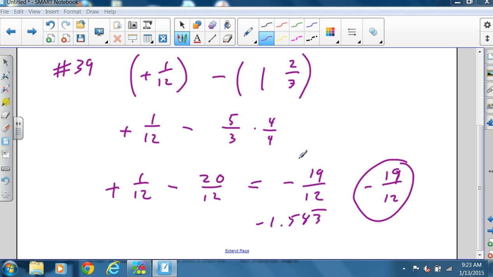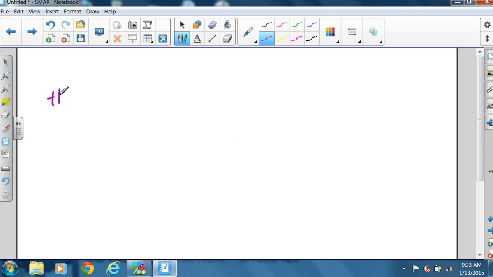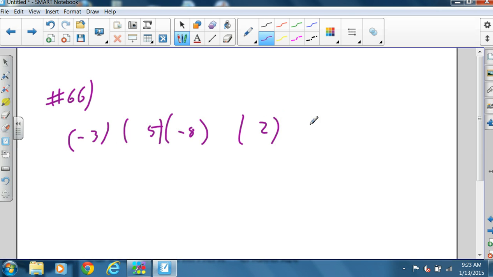Okay, what are we doing? 66. If for some reason these things are foreign to you, you should do every single problem in this problem set to correct that problem, whatever it might be. All right, so I got minus 3, I got 5, I got minus 8, I got 2, I got minus 1. So the first thing I do, I got 3 negative signs, so my answer is going to be negative. 5 times 8 is 40, 40 times 2 is 80, 80 times 3 is 240. So I'd expect the answer to be minus 240.